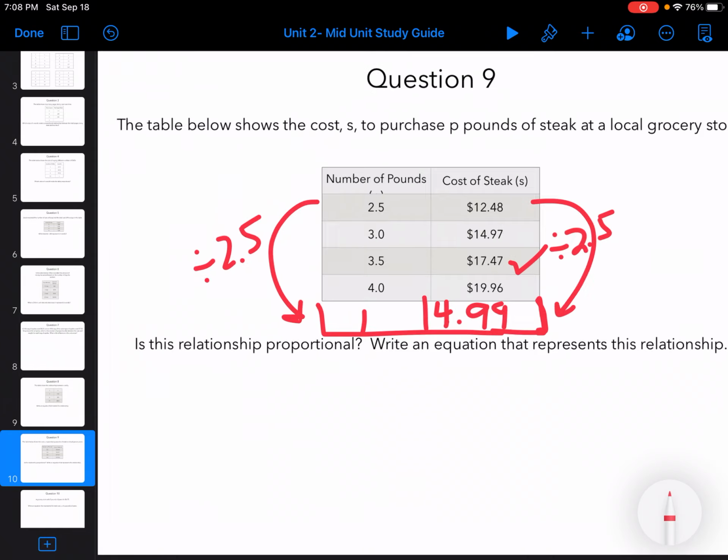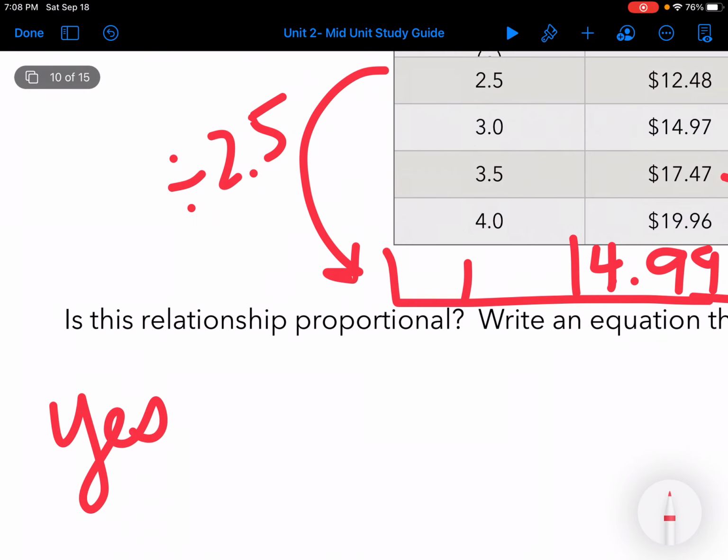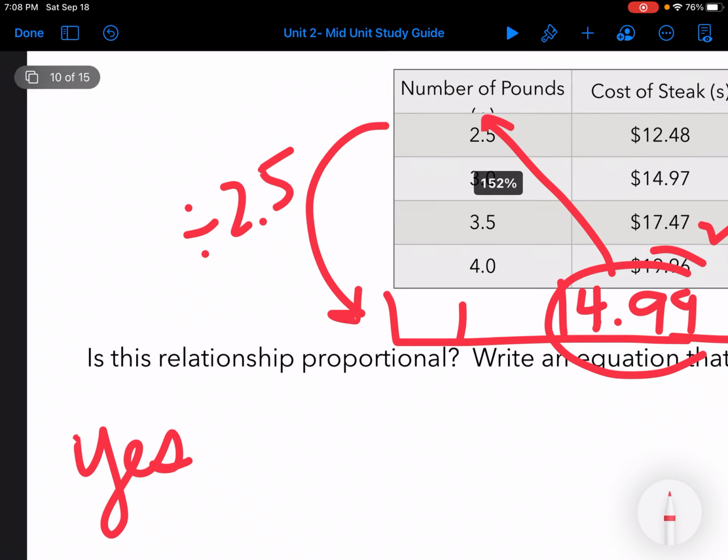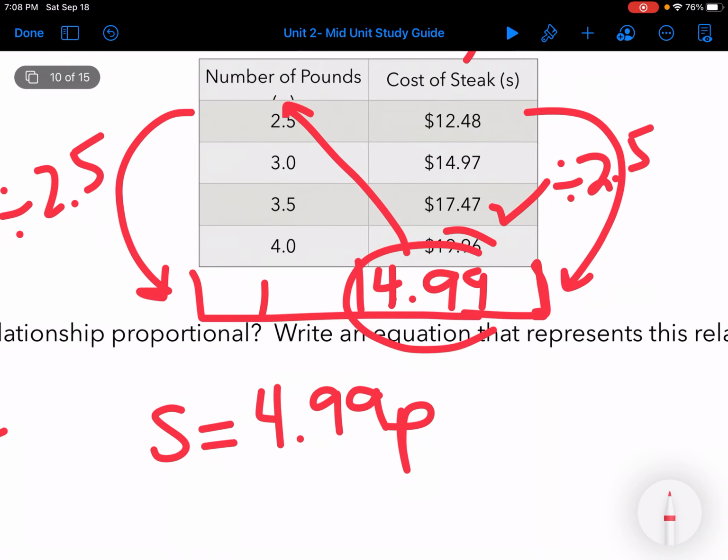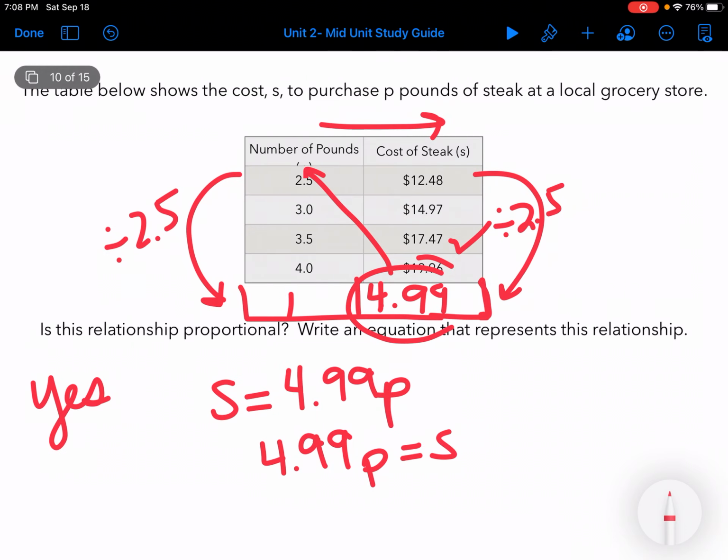So is this relationship proportional? Yes. And they want us to write an equation. So 4.99p equals S. So S equals 4.99p. Or I could have said 4.99p equals S. Either one of those would have worked.